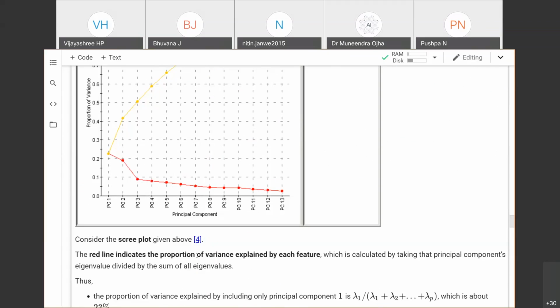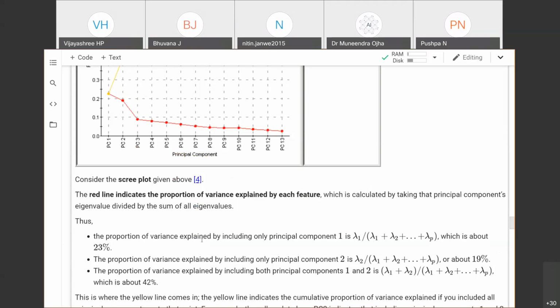The red line indicates the proportion of variance explained by each feature individually, which is calculated by taking their principal component's eigenvalue divided by the sum of all eigenvalues. Thus, the proportion of variance explained by including only principal component 1 is lambda 1 upon the sum of all lambda values, which is about 23%. The proportion explained by including only the second principal component is lambda 2 upon the sum of all lambda, which is about 19%. The proportion explained by including both principal components 1 and 2 is lambda 1 plus lambda 2 upon the sum of all lambda values, which is about 42%.